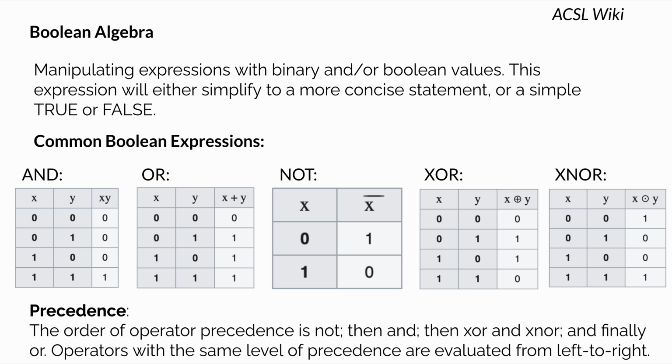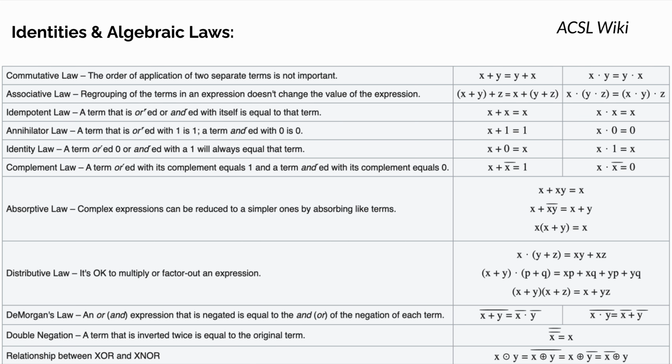This is very important because the contest will typically try to trick you with the expressions, and you need to make sure that you are evaluating them in the right order to obtain the correct result at the end. These are a few common identities and algebraic laws that you must know.